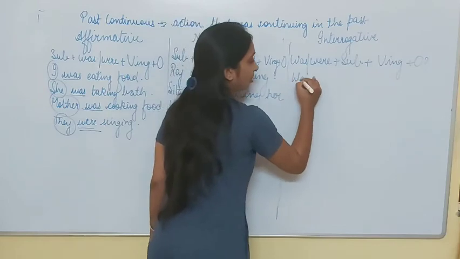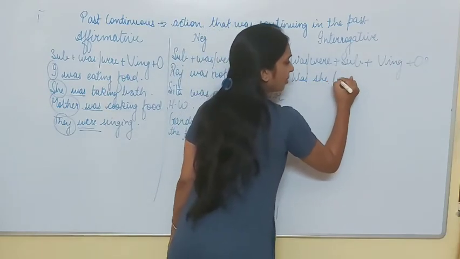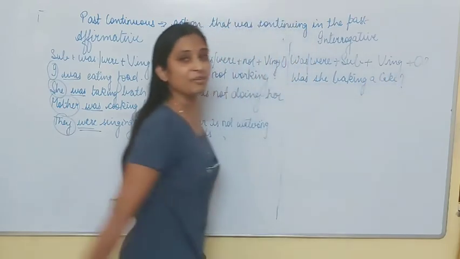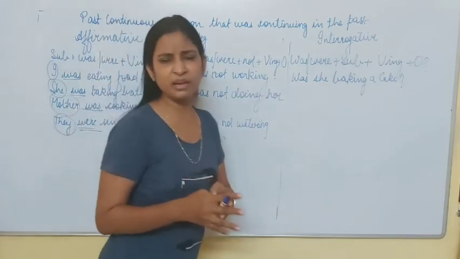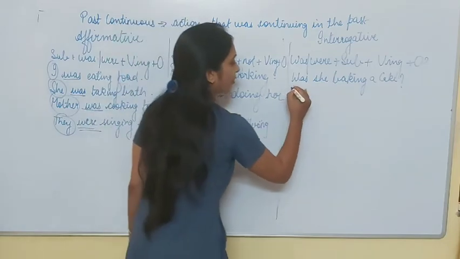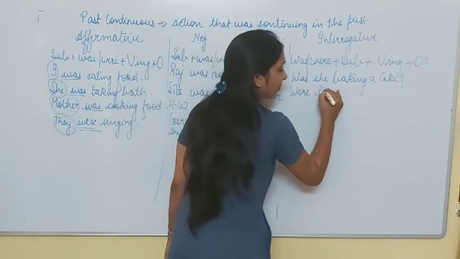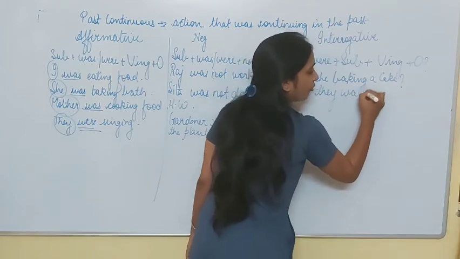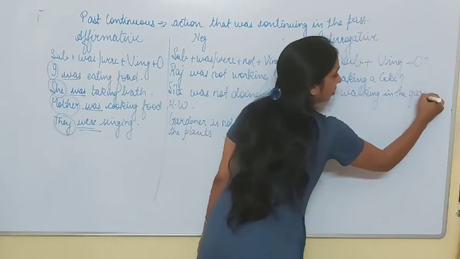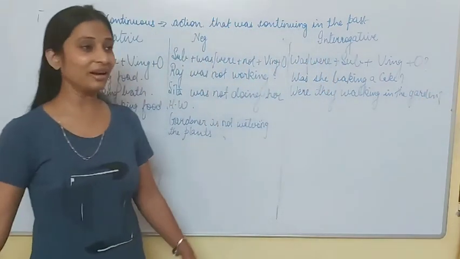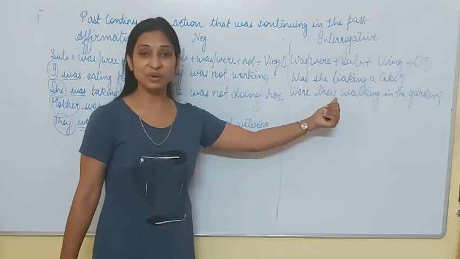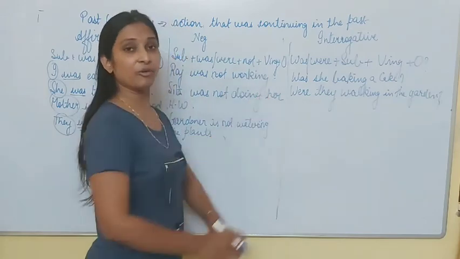Example, was she baking a cake? Question mark. If I'm going to ask you, was she baking a cake? You're going to answer either yes or no. Alright? Were they walking in the garden? Question mark. Alright. Why have I used were here instead of was, children? Because the subject is plural. Clear? So this is the first type of interrogative sentence.